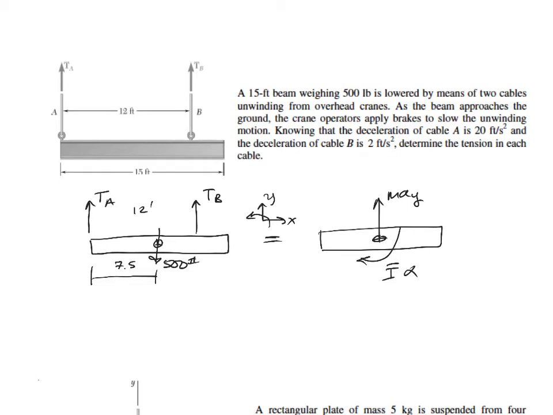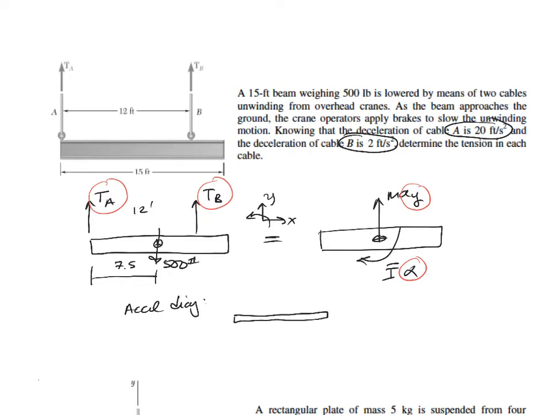And so if we go ahead and look at our number of unknowns right now, we've got 1, 2, 3, 4. So again, we're going to end up needing some kinematics. If we take a look at this acceleration equation, it talks about the acceleration or the deceleration of cable A and cable B. So what I'm going to do right down here is draw an acceleration diagram. And again, this is going to kind of guide us through.